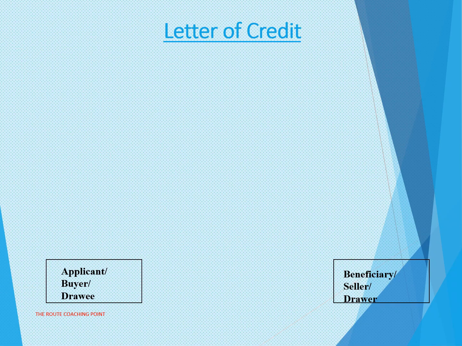So there is an applicant, the buyer or drawee. These are the same. And on the other side there is a beneficiary, the seller or the drawer. So Tata is buying from some company from Germany. Suppose Tata is buying a machine from Germany. So the German company is the beneficiary here and Tata is the applicant.